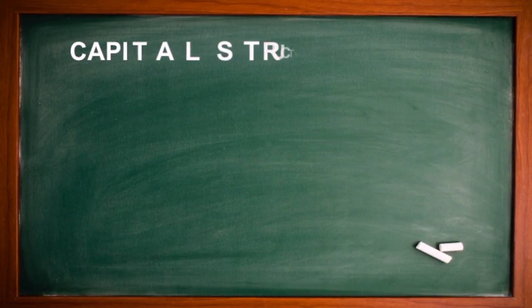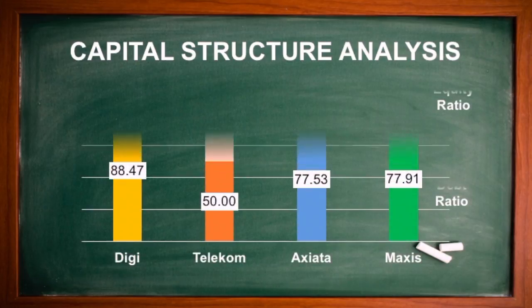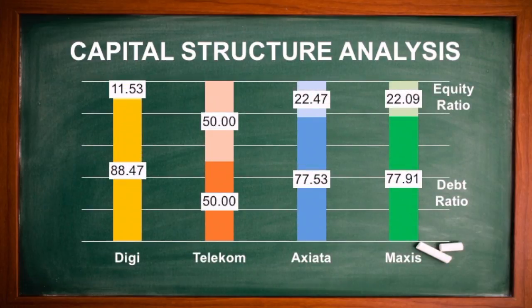Based on the data, it shows that Telekom registered a balanced capital structure with 50% equity and 50% debt. Both Axiata and Maxis have almost the same capital structure, with an equity ratio of around 20% and a debt ratio of around 80%. Digi, however, has the highest debt ratio at 88.47% and the lowest equity ratio at 11.53%.